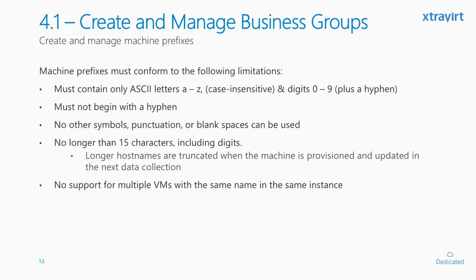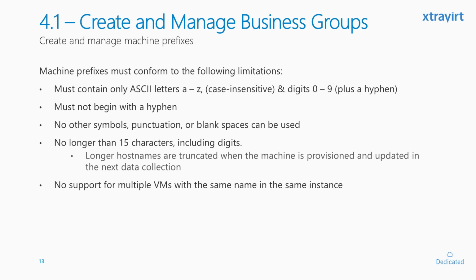So when you're creating machine prefixes, there are some constraints, if we can say, you must follow. So they must contain only ASCII letters, so that's A to Z. It's case insensitive. The digits 0 to 9 are supported, and obviously that includes hyphens. You can't begin with a hyphen. And you can have no other symbols, punctuation, or blank spaces in that.